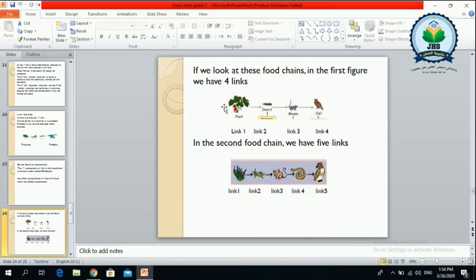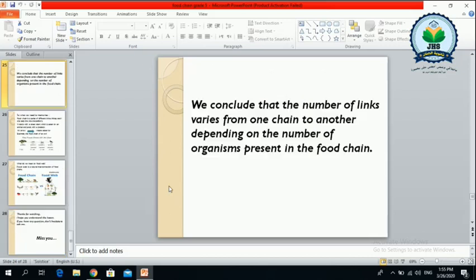If we look at these food chains, in the first figure we have link 1 plant, link 2 insect, link 3 mouse, link 4 owl. The plant is eaten by the insect and the insect is eaten by the mouse, then the mouse is eaten by the owl. How many links do we have in this food chain? We have 4 links. In the second food chain we have link 1, link 2, link 3, link 4, link 5. So we have 5 links in this food chain. So we conclude that the number of links varies from one chain to another depending on the number of organisms present in the food chain.